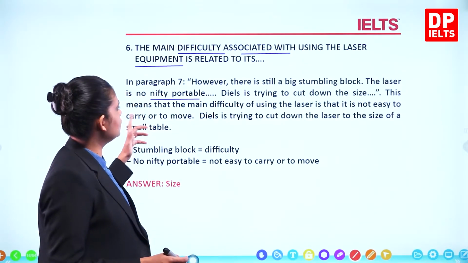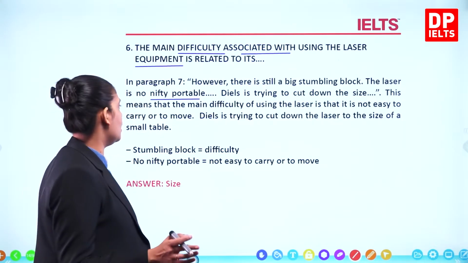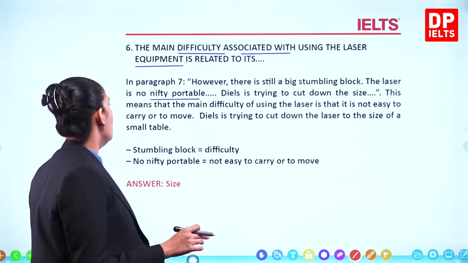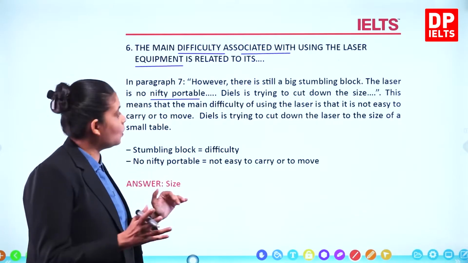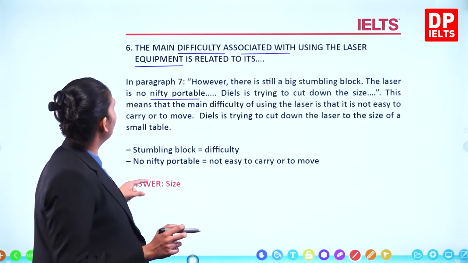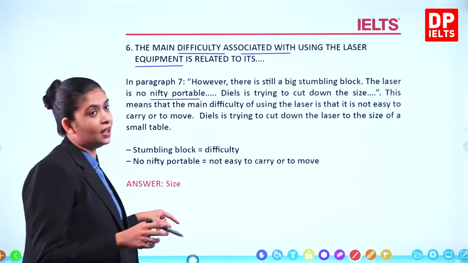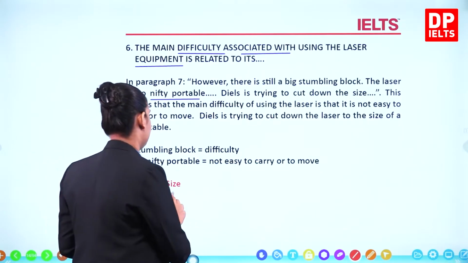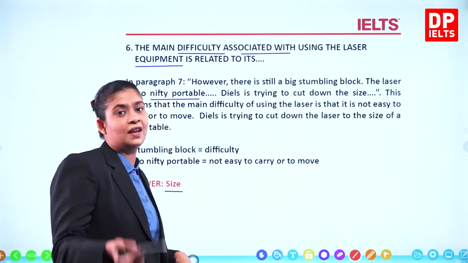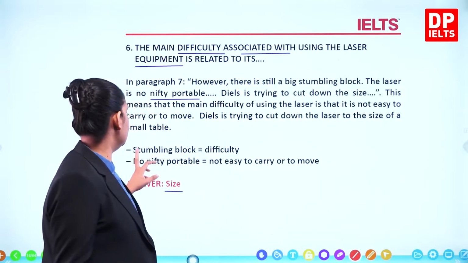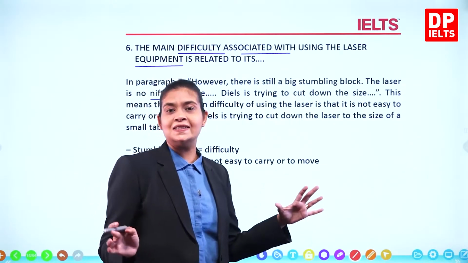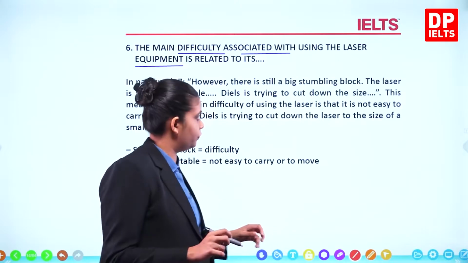So what is he trying to cut down? He's trying to cut down the size, okay? And he wants to make it smaller. So the main difficulty associated with using the laser equipment is related to its size, okay? Stumbling block means it's very difficult. Not nifty portable means it's not easy to carry or to move, okay?